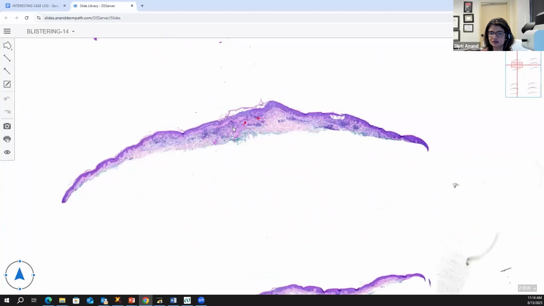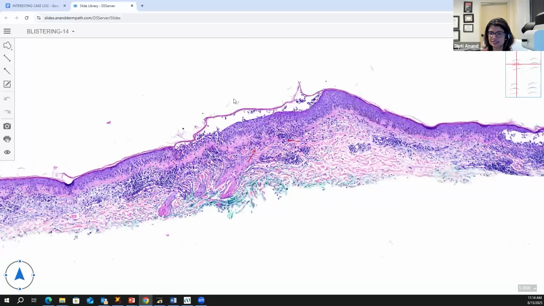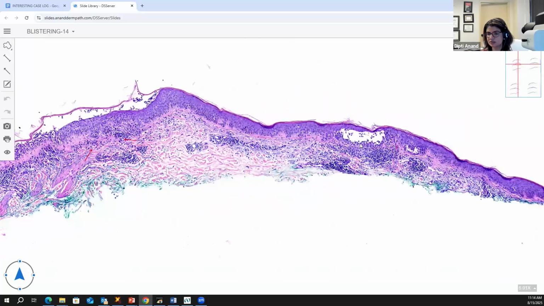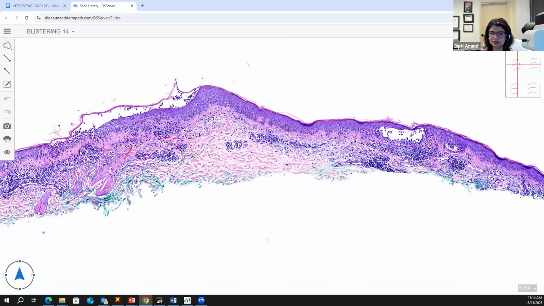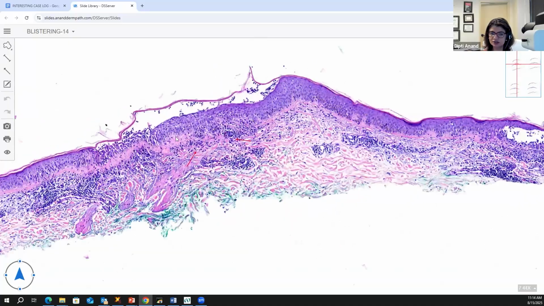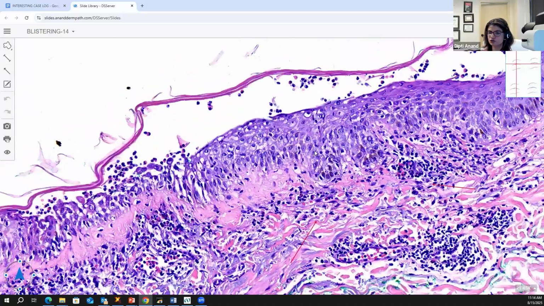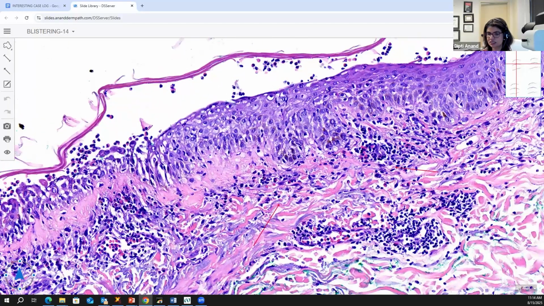So you can see in here, there's a nice subcorneal split. This is a little bit becoming intraepidermal here, but it's predominantly subcorneal. And you can see it has lots of neutrophils, and you can also see this dermal eosinophilic infiltrate. So they can give you just a screenshot of this, and this would be diagnostic of AGEP: the subcorneal split with the neutrophils and the dermal eos. So that's what you're looking for in AGEP.